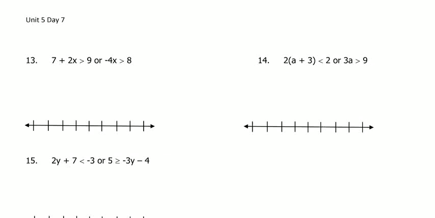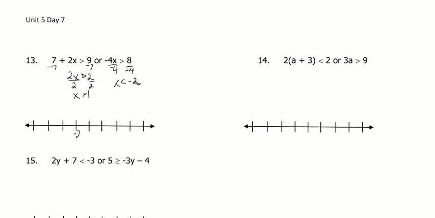Okay, moving along. On number 13, we're going to subtract the 7 from both sides on this piece. It's going to be 2x greater than 2. We divide each side by 2, and that's x greater than 1. We divide this piece by -4 on both sides, and if you remember correctly, since we're dividing by a negative, that's going to be x less than -2.